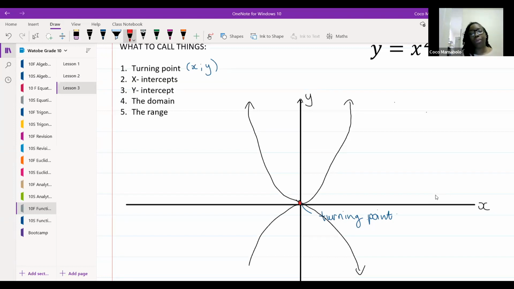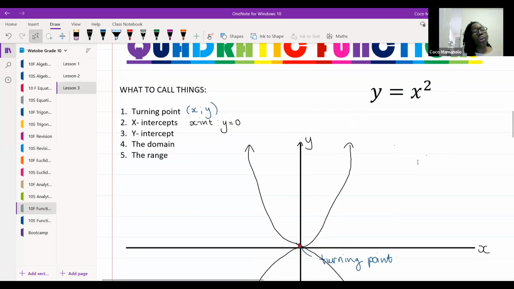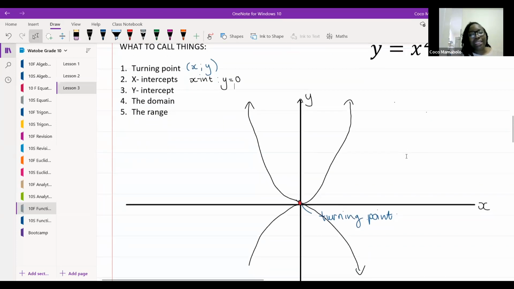All right. Next thing we're going to note is that we can have x-intercepts. If you remember, when we talked about x-intercepts, we said if we want to find an x-intercept, we need to make y equal to 0. So in our function, y is equal to x squared. In order to find our intercepts, we make y equal to 0, and then we solve for x. Same with our y-intercept. If we want to find our y-intercept, we make x equal to 0, and then we solve for y.